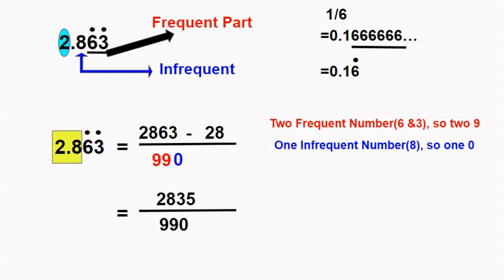We can simplify it by dividing the upper and lower part by 9. So, we get 315 by 110. And you can do the same thing to transform any decimal number to fraction.